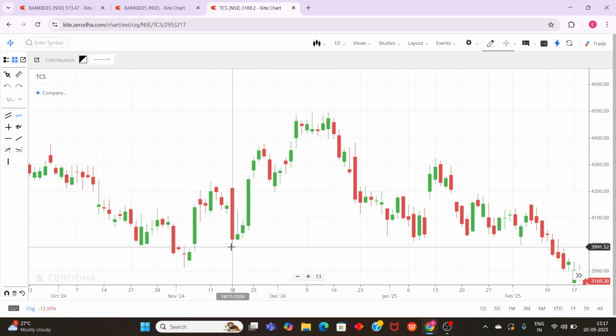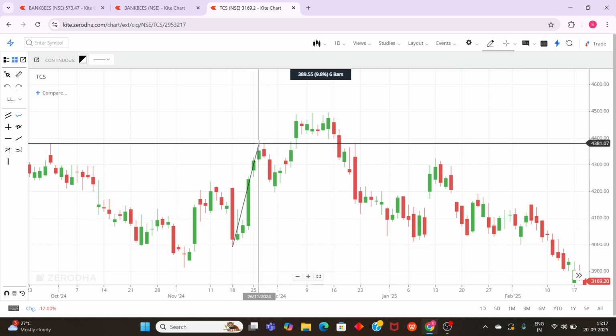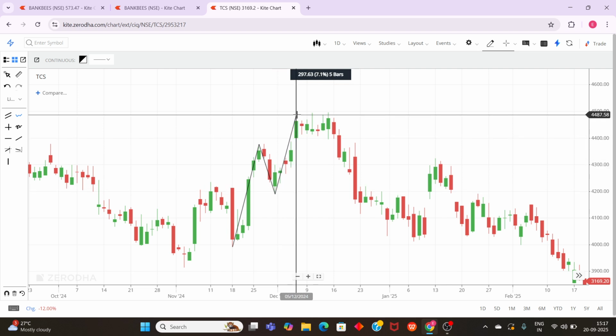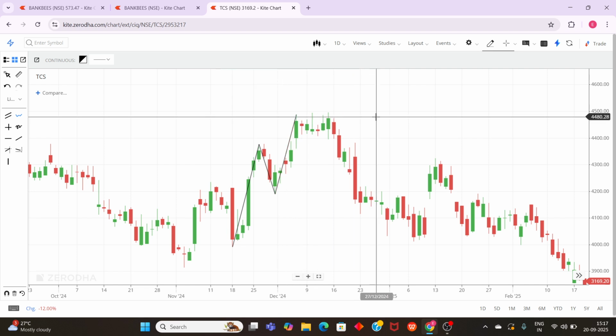Okay, if I start from here, you can see that it has made the new high here, again pulled back as we discussed, then again formed the new high. Okay, so as per the strategy, you are going to buy above the high of this candle.